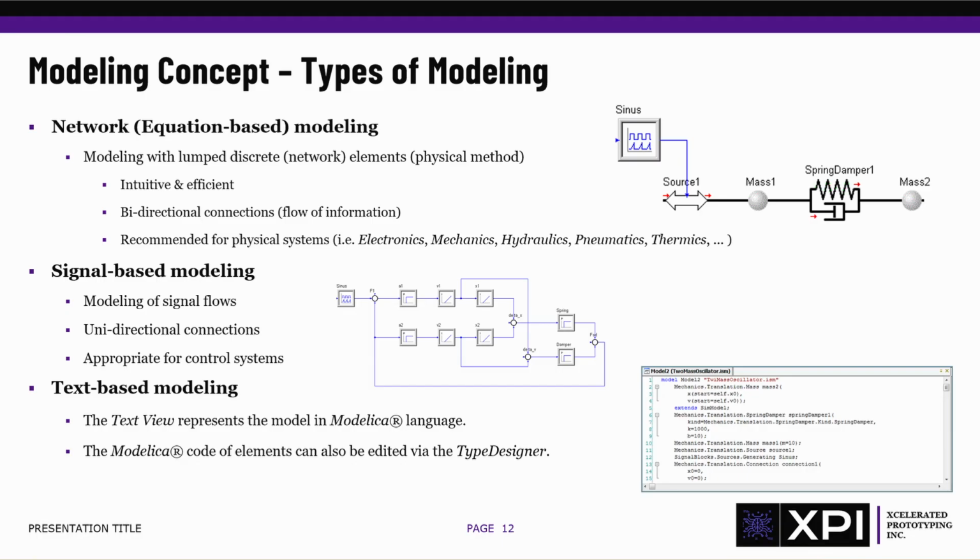The next type of modeling is signal-based modeling, and that is for modeling of signal flows that we would see in a controller. In signal-based connections, the information flow is unidirectional. It's always flowing from the inputs to the outputs.